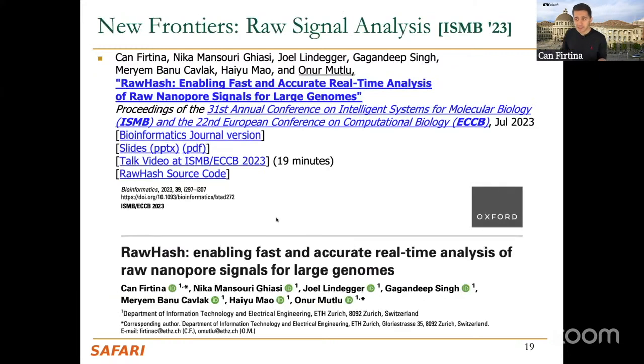And essentially, we are interested in this direction. For example, in this work, can we use these electrical signals? Can we eliminate the translation step, which is the basecalling step? And can we use the electrical signals to map, to identify the origin of the reads within the genome? To ask the question, where are they coming from within the genome, by measuring the similarities between the genome, for example a reference genome, and the electrical signal that we just generated, and then see which region is the most similar to this electrical signal. So this is the question that we ask in RowHash.